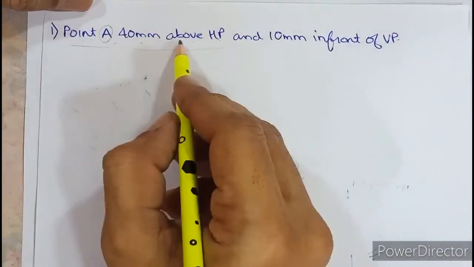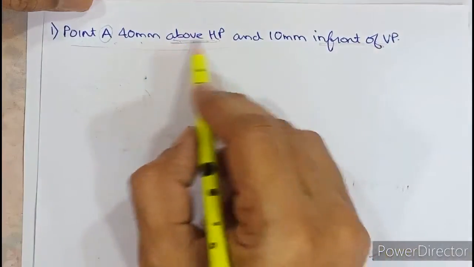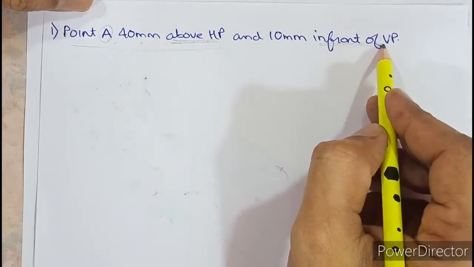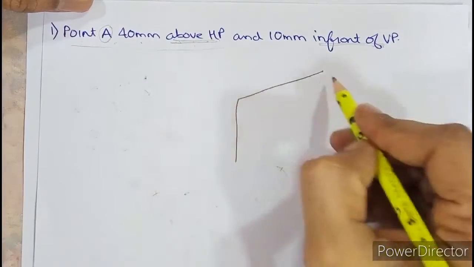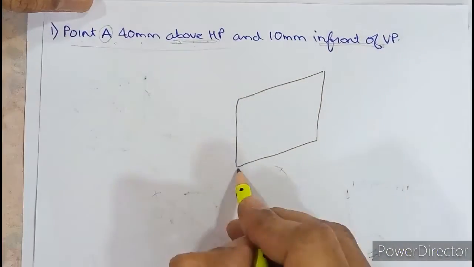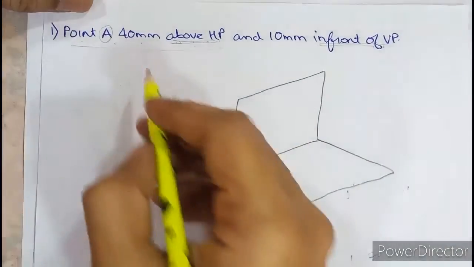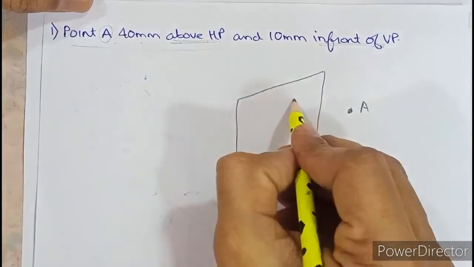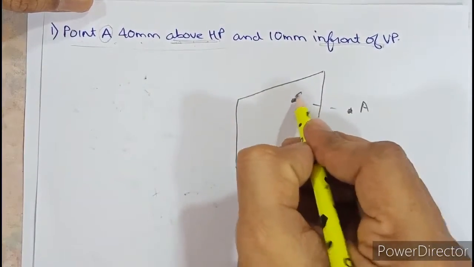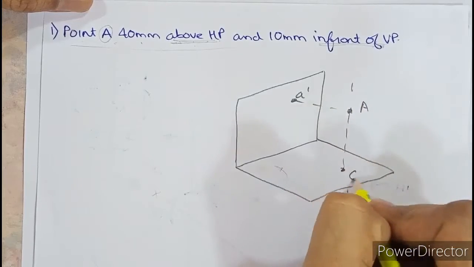So point A is 40 above and in front. If you combine above HP and in front of VP, you'll come to know that the object is in the first quadrant. This is the first quadrant. You're not supposed to draw all these quadrants; you just need to understand the first question. So point A is 40 above. Let me mark A here. When you look in the front view, this point will give you A dash, and when you look in the top view, this point will give you A.